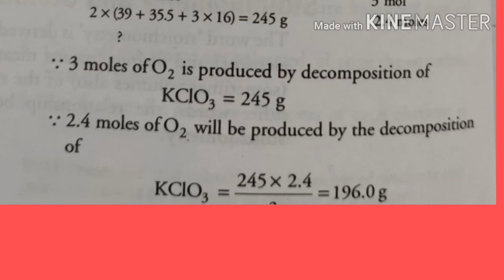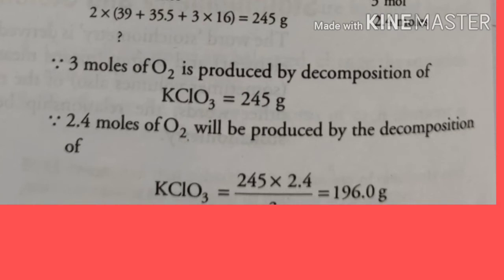The formula for potassium chlorate is KClO3. Now it decomposes to give potassium chloride and oxygen. So when we take 2 moles of potassium chlorate, it will give 3 moles of oxygen. And then we can calculate the molecular mass also. The mass of potassium chlorate will be 245 for 2 moles. And the number of moles of oxygen is provided.